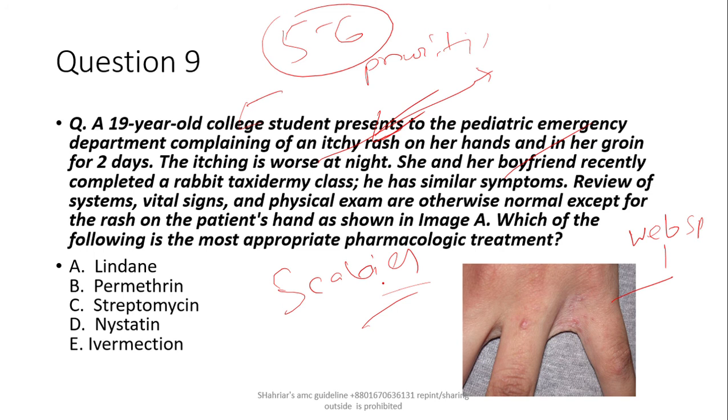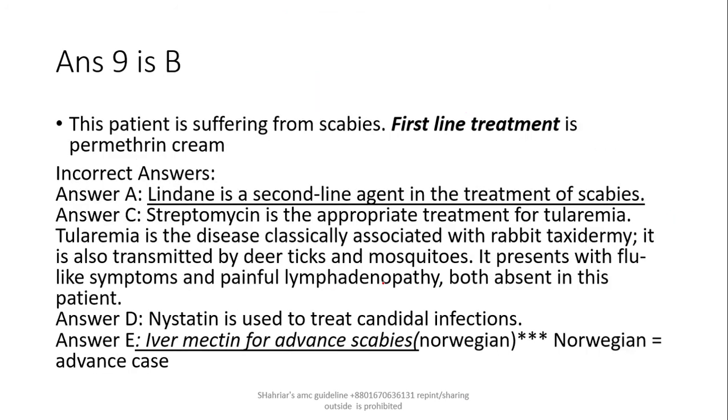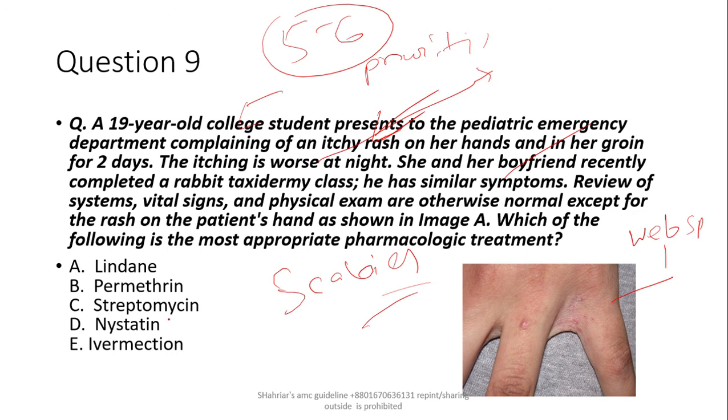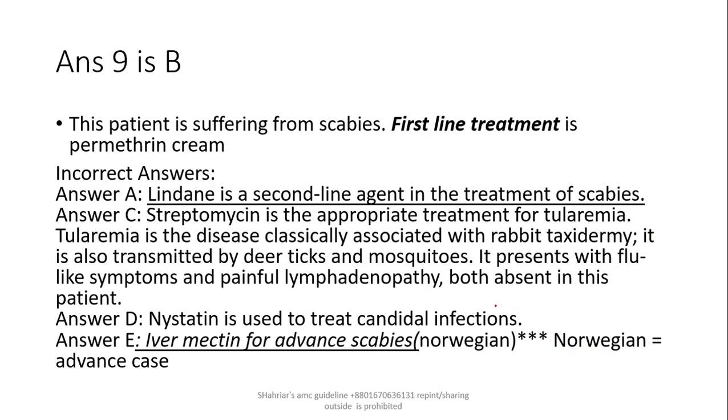Permethrin. Okay, so your answer is here. We like to go with permethrin cream. Some people might ask me, this ivermectin. Even last class, someone asked me, when is ivermectin the answer? Crusted, Norwegian scabies. Yeah, two conditions. One is the crusted, and another is Norwegian. So this means it's a treatment failure case, advanced case. In that case, we can go with the ivermectin.